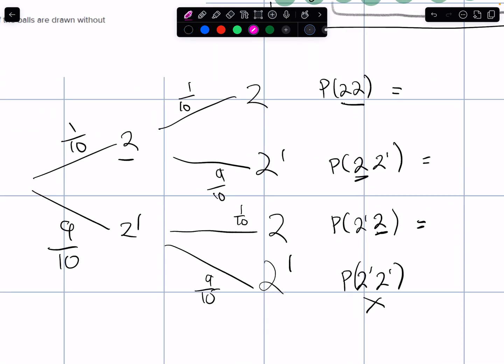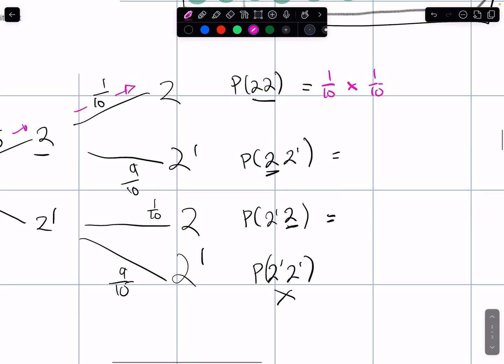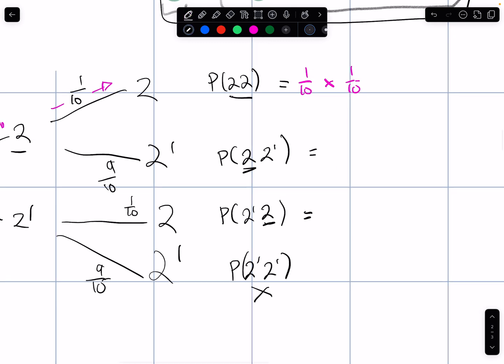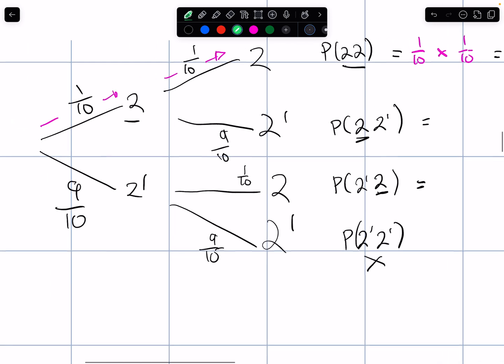I'll do it in pink. So here we have 1 out of 10, and we have another 1 out of 10. So we have 1 out of 10, and we're going to multiply it because we're going to follow the tree by another 1 out of 10, which is equal to 1 out of 100. So small chance, right?